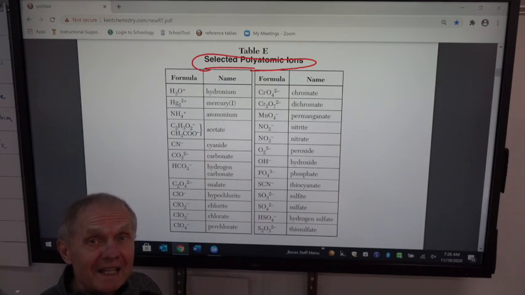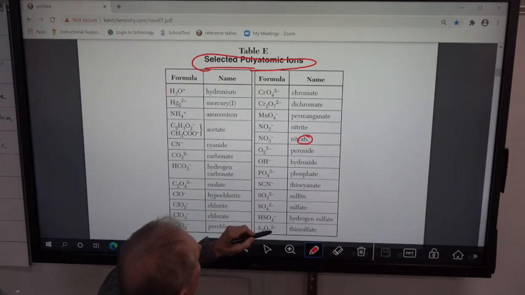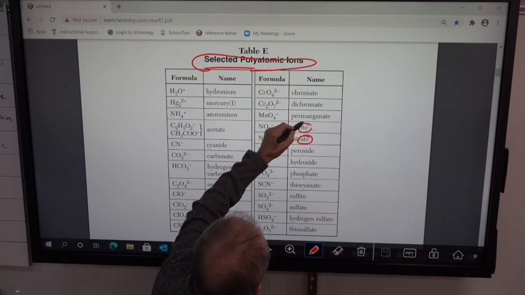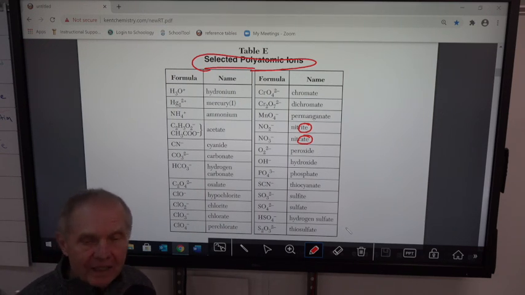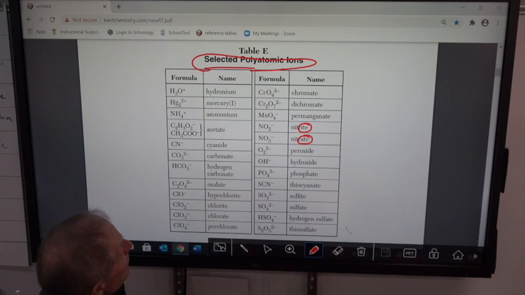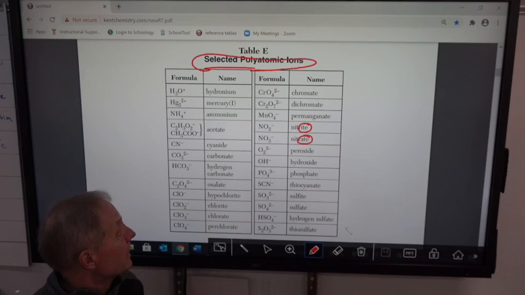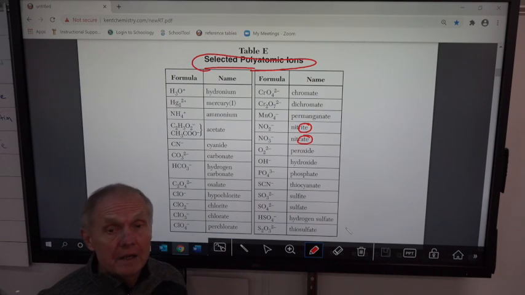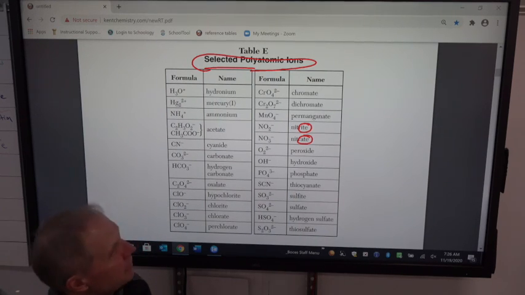And they usually end in ate or ite. Most of the polyatomic ions end in ate or ite. Some don't, but most do. And remember, they act like a single element. They can't be broken down. So they're not too bad. So this is table E. And what I do is I tell my students, if they see a polyatomic ion, put it in parentheses. It's easier to name that way. So let's write down about polyatomic ions before we do a few.